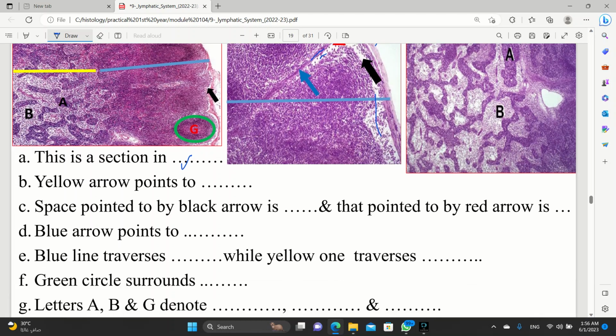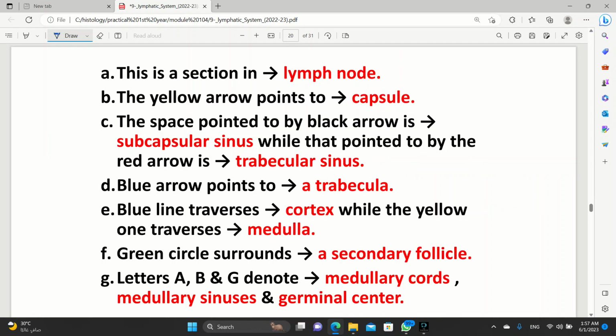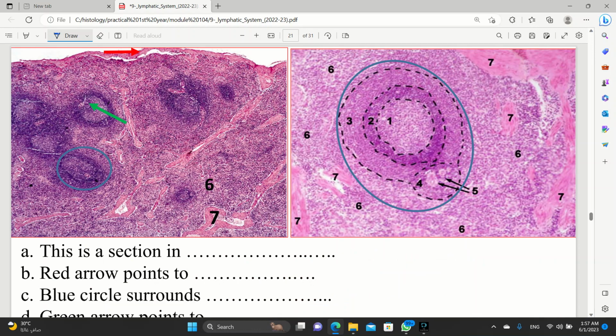Where's the green circle? Oh, that's a lymphatic follicle, and it's secondary. The letters A, B, and G. Where's A, B, and G? Oh, here they are. A, medullary cords. B, that's a medullary sinus. What did I say? The sinus is white, so you can see basically some white here. G, where's G? Yeah, here it is. Oh, that's a germinal center. Let me see. Yeah. Perfect.